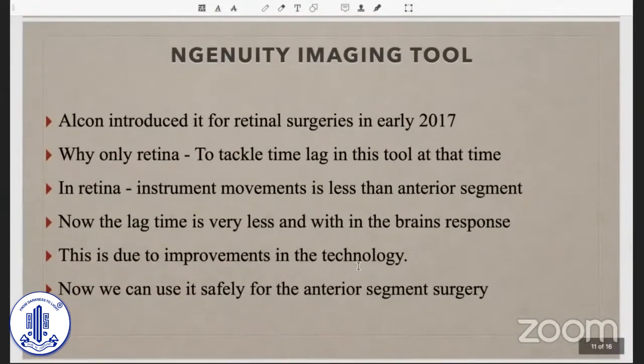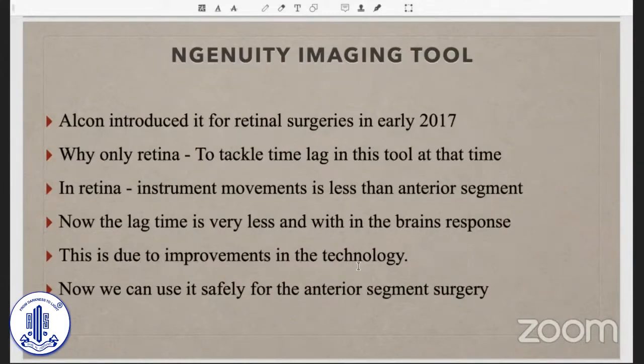So this Ingenuity is the imaging tool. Alcon introduced it way back in 2017, already 3 years ago. But initially they introduced it for the retina, mainly to tackle this lag time. It used to have more lag time. In the retina, the instrument's movement is not as fast as in the anterior segment.